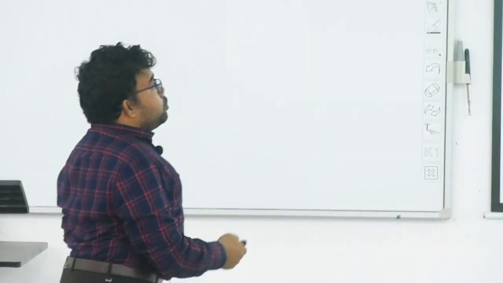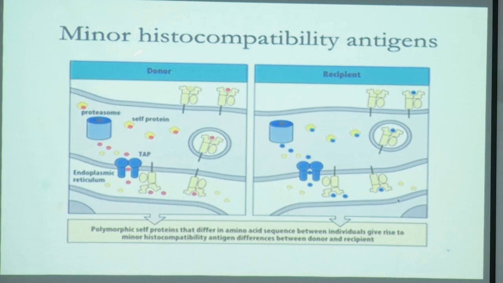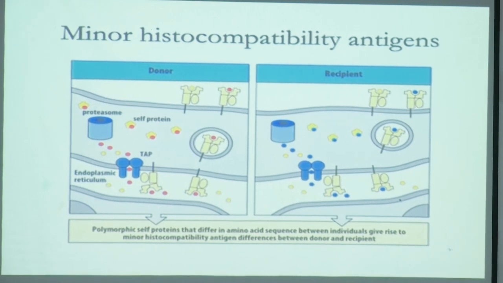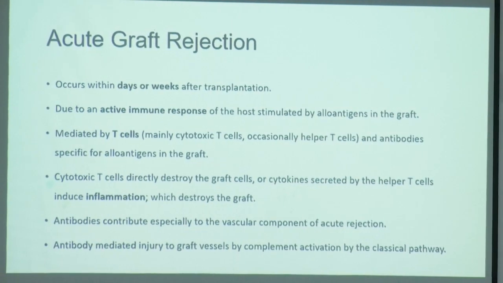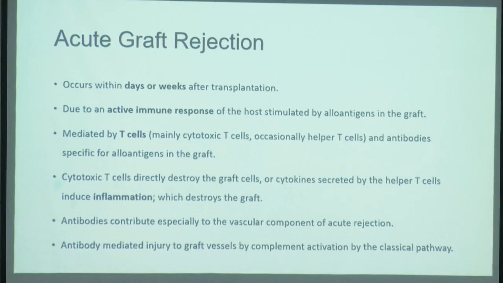Along with MHC, I have already told you there will be minor histocompatibility antigens. These include the proteasome, endoplasmic reticulum of the donor tissue. This was all about hyperacute rejection. This you will not see clinically. Clinically, you will see mainly two types of rejection. One is acute rejection, the other is chronic rejection.